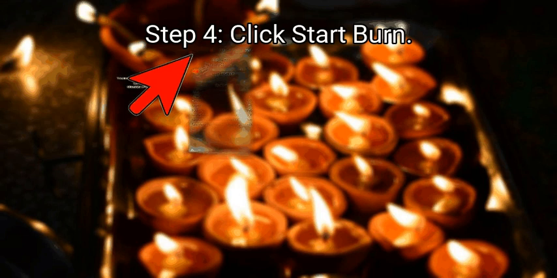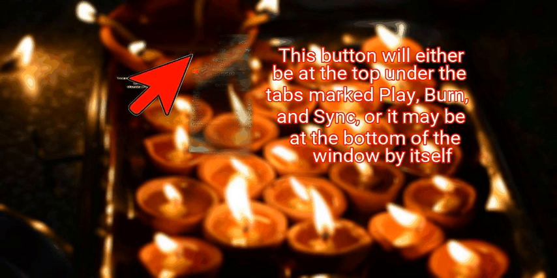Step 4. Click Start Burn. This button will either be at the top under the tabs marked Play, Burn, and Sync, or it may be at the bottom of the window by itself. Once you click this, the program will start burning the CD automatically. So make sure you don't click it until you have the songs arranged how you want them.